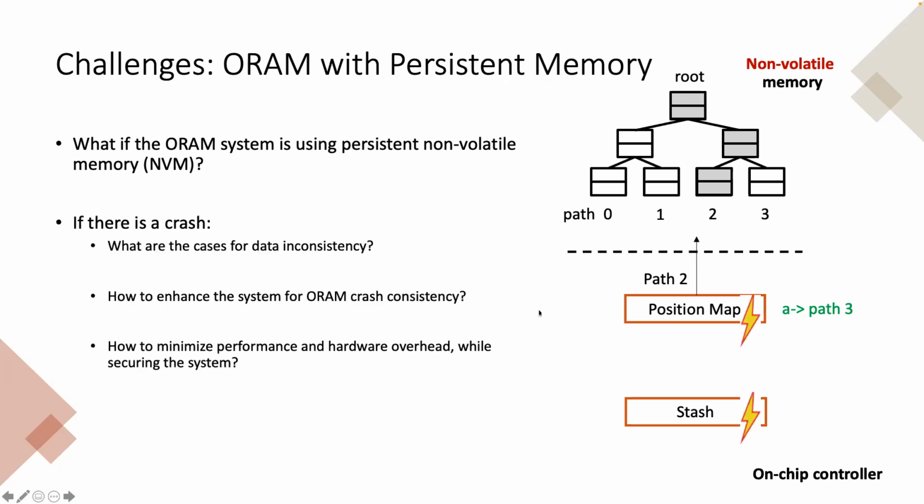So to enable a crash consistent ORAM system, we basically need to answer these three questions. First, what are the cases for data inconsistency? Second, how to enhance the system for ORAM crash consistency? And also, we need to minimize the architecture overhead as well as the performance overhead while securing the system.